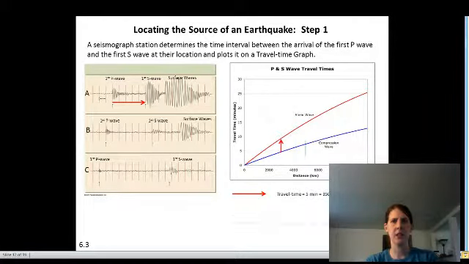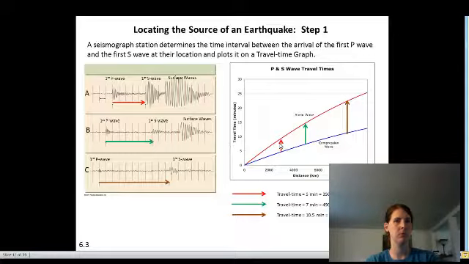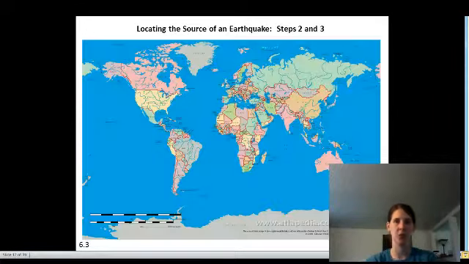So you would plot them on the graphs. So A, B, C. Here we go. And this shows us what radius circles to draw. So A would have a radius of 3,500 kilometers, B would have a radius of 4,900, and C would have a radius of 8,200.